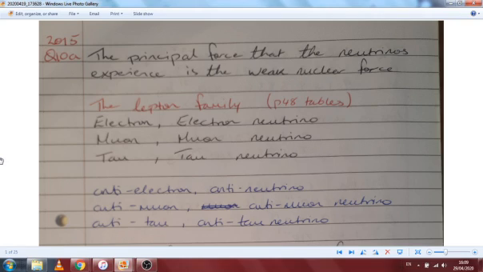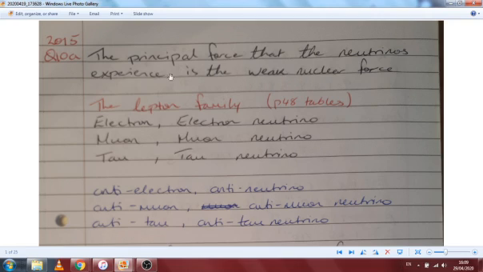There are about 1 trillion neutrinos from the sun passing through your hand every second. Neutrinos are fundamental particles and are members of the lepton family. Leptons are not subject to the strong nuclear force. So that's the background. Then what they ask us is, what is the principal force that neutrinos experience?